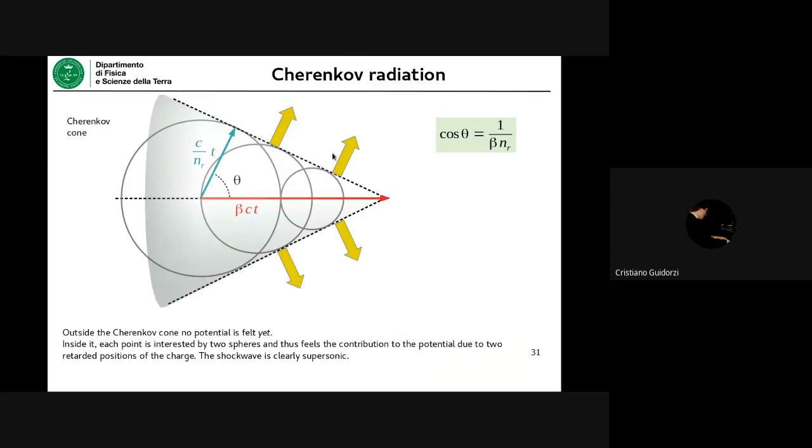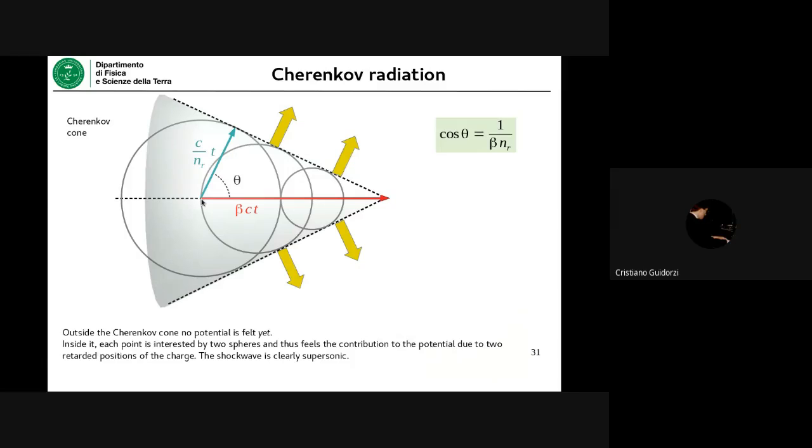for this direction, you will see radiation coming out, propagating through these yellow arrows. Of course, this is a cone. You have to imagine a 3D structure. This is a cone. Why is this the case? Well, let's have a look at the drawing. And this is called, by the way, the Cherenkov cone.